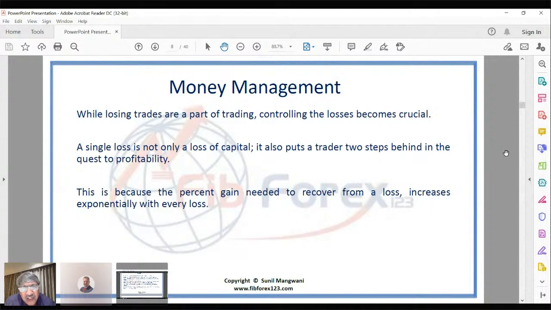Now, losing trades, we all know, are a part of trading. Everybody knows that. So, controlling the losses becomes very crucial. Losses and wins are in the hands of the market. They're not in our hands, which is what I always say. But how we control the losses based on different factors, that is what we can control. A single loss is not only a loss of capital, it also puts a trader two steps behind in the quest for profitability.